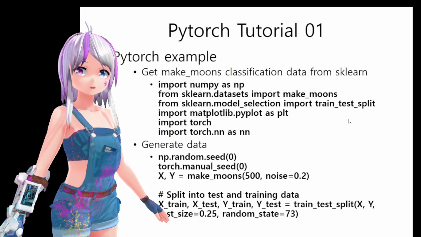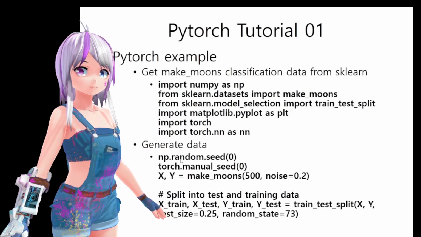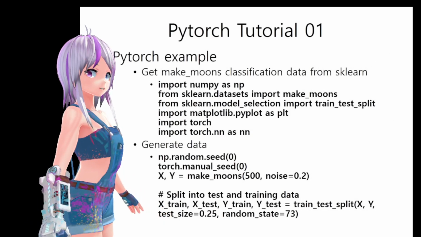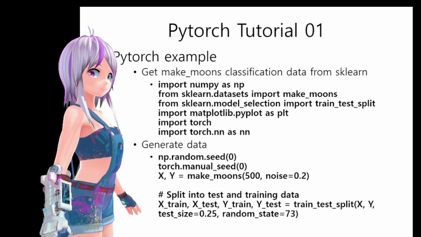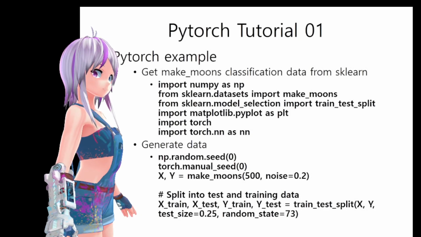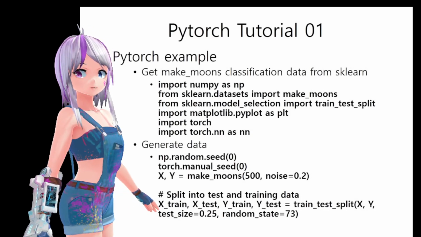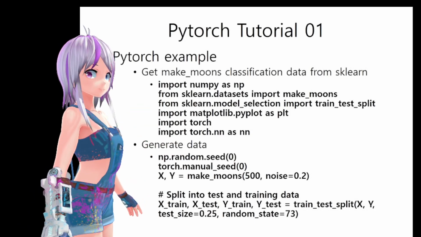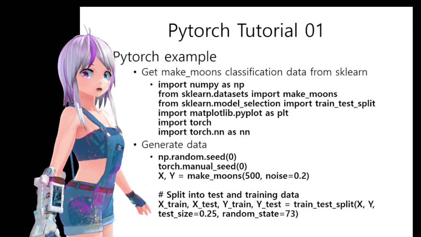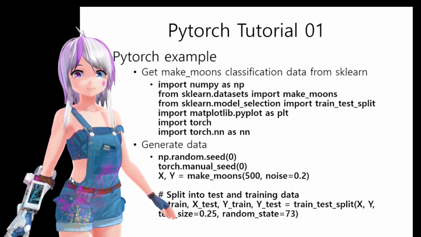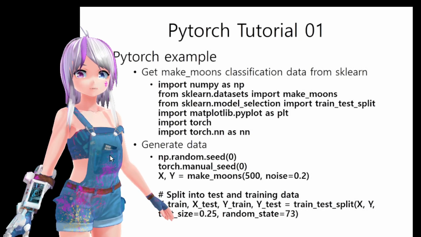And you can also use from sklearn.model_selection import train_test_split. And also you download your nice plotting library, which is import matplotlib.pyplot as plt. So the plt is the keyword later. And you can import torch, and you can also import torch.nn as nn. And you generate data by using those commands over there.